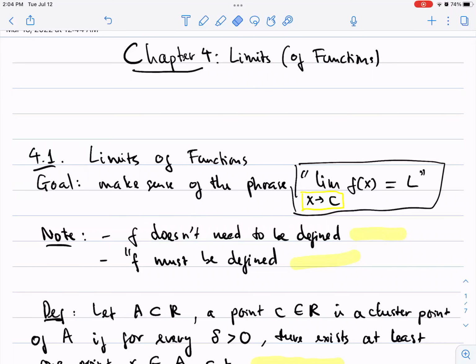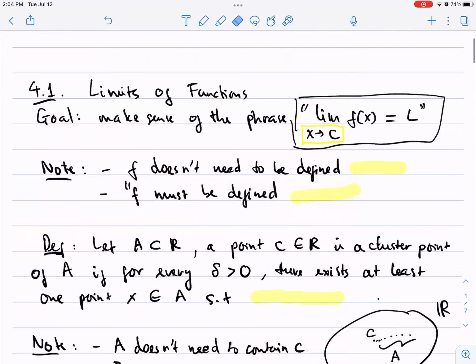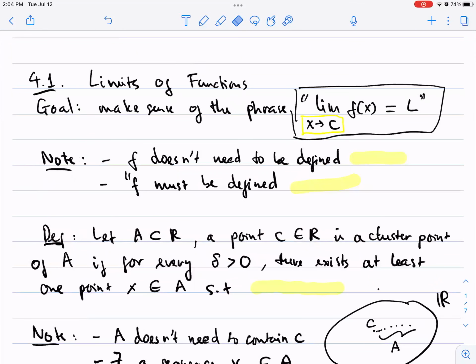Hello everyone. Today we start chapter 4 about limits of functions. That is, chapter 3 is about limits and sequences. In this chapter 4, we extend that idea to the study of functions. So section 4.1 here is about the definition of limits of functions.